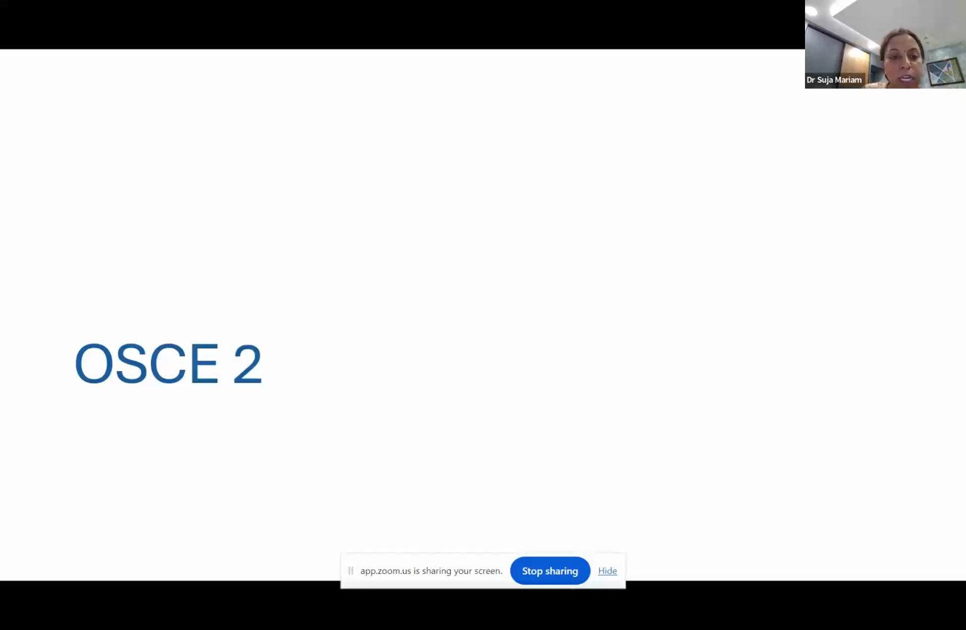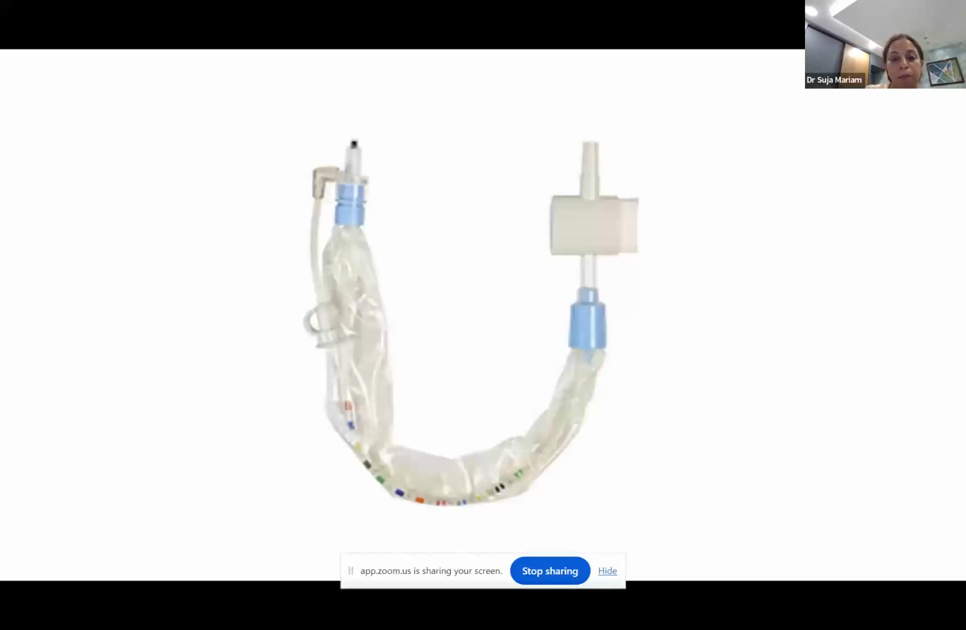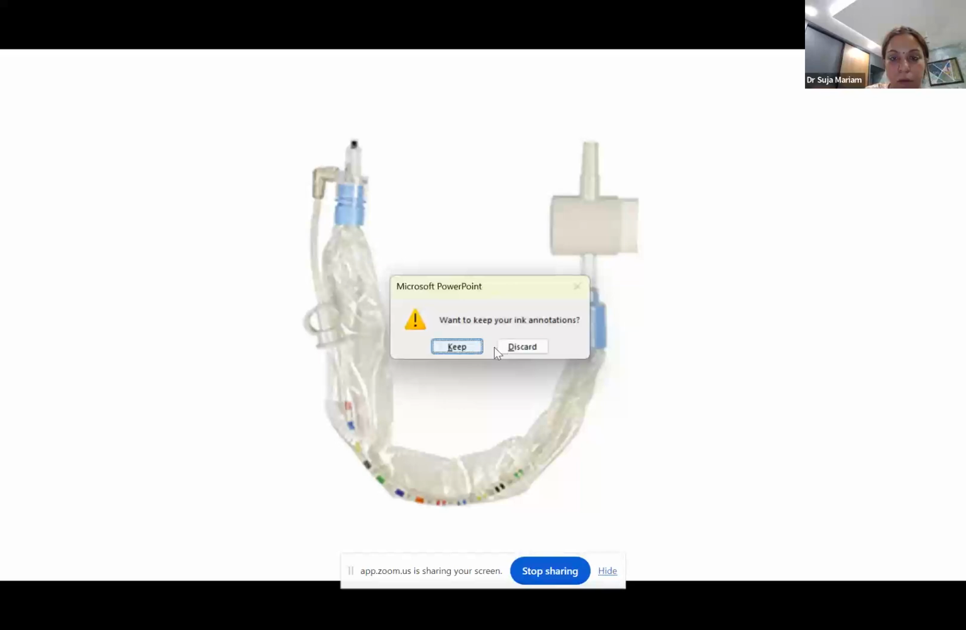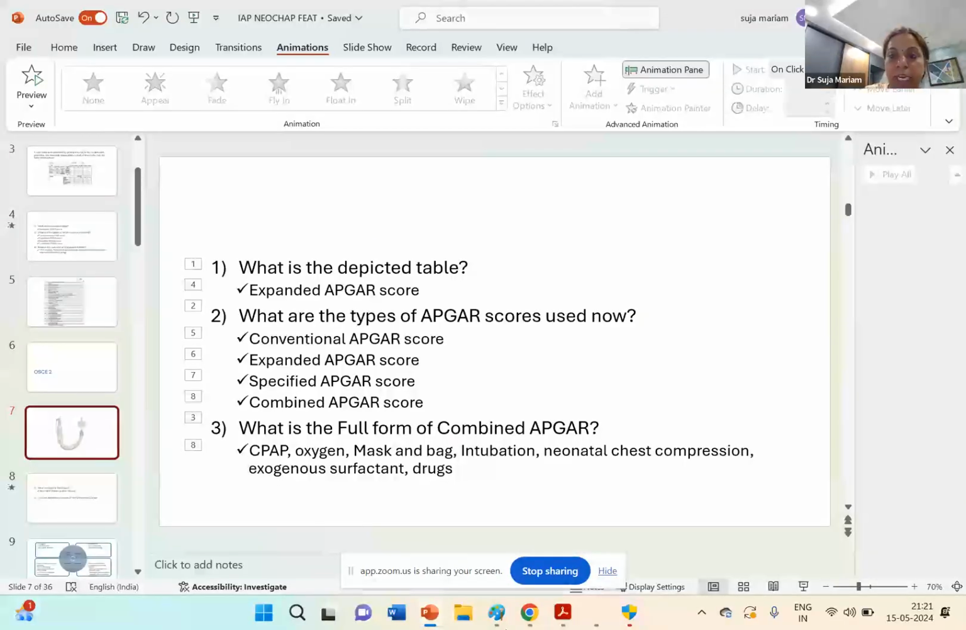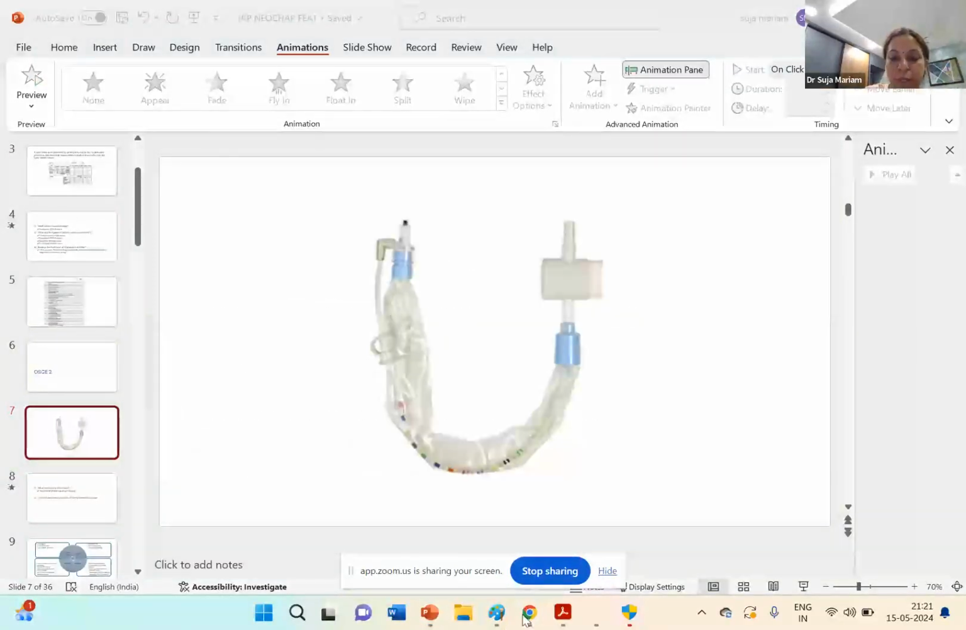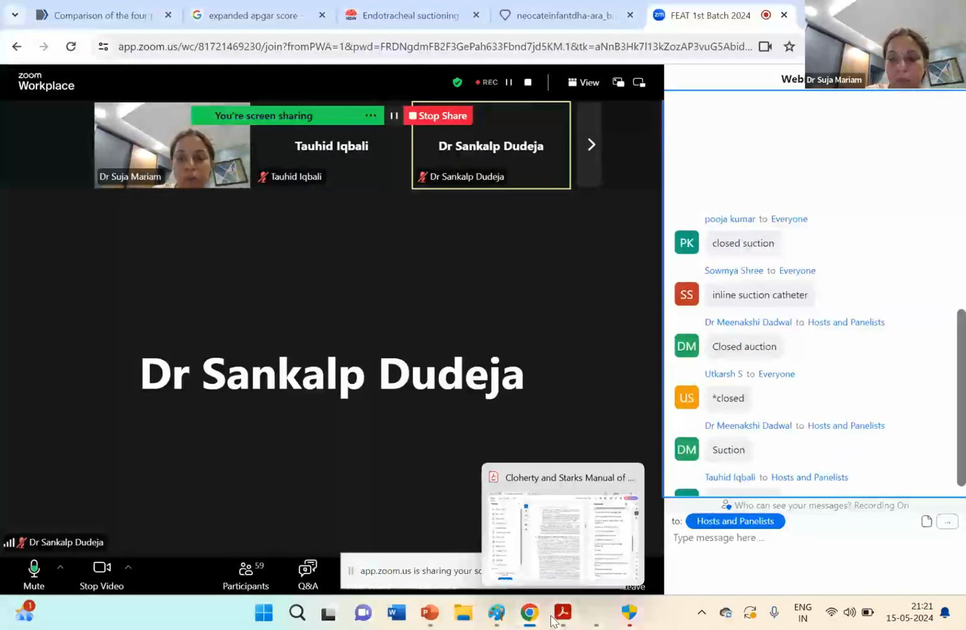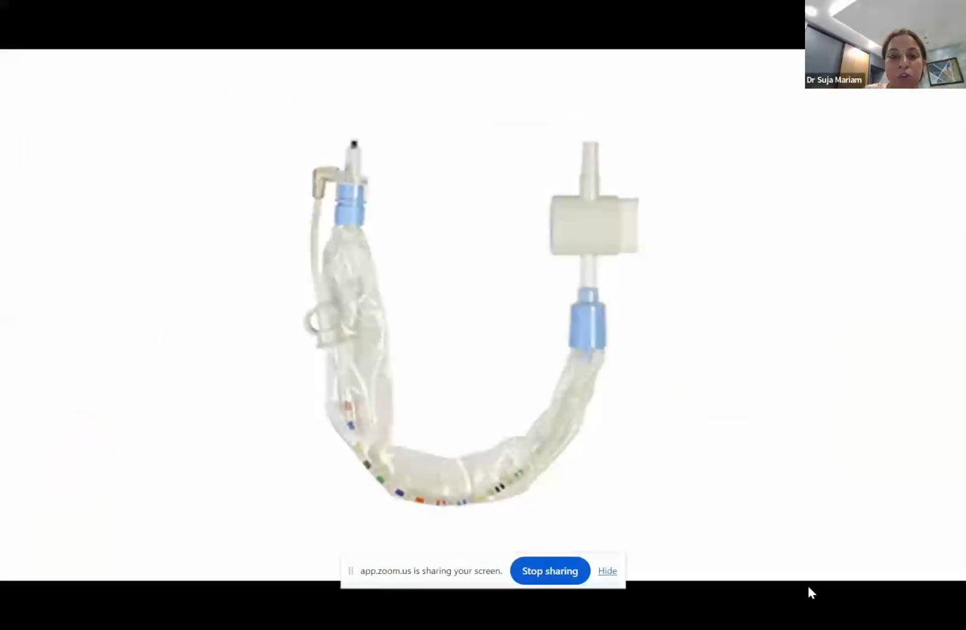So let's go to the next question. What is being shown here? So this is a device. What is being shown here? I'm sorry, I have to go back for your answers. Okay, most of you have given the right answer. It is a continuous closed suction device.